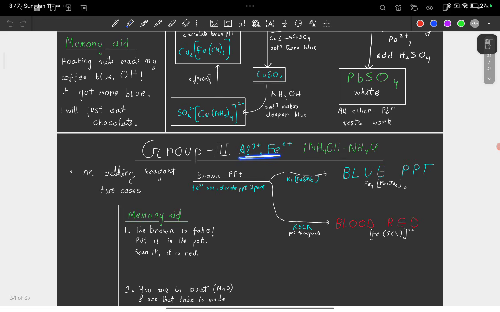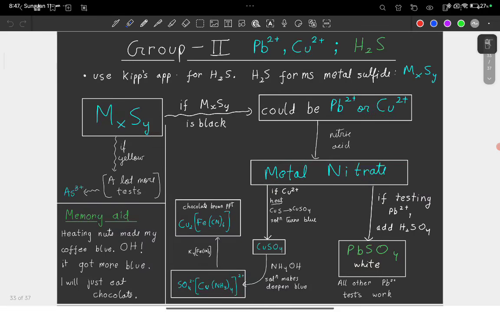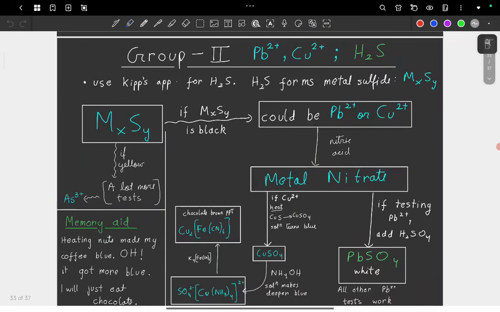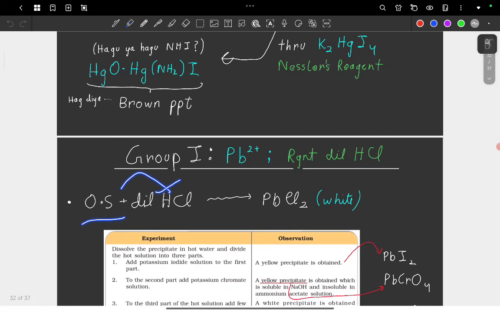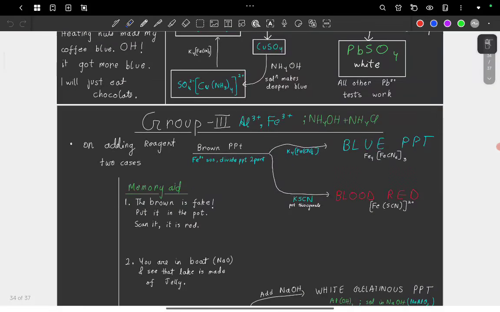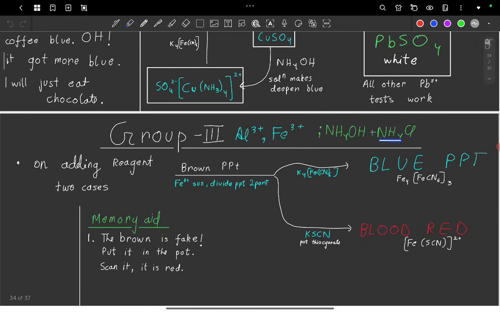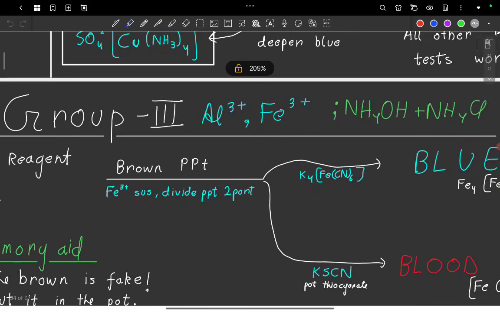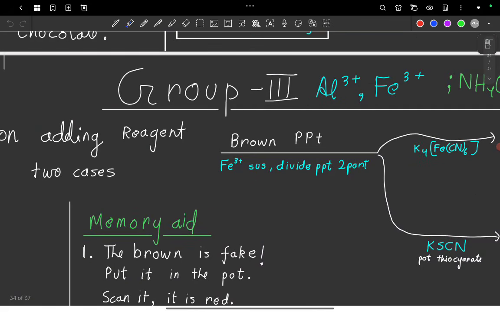Okay, so you have Al3+ and Fe3+. Say your group 2 failed. Okay, H2S did nothing. So this original solution reacted with dilute HCl and gave nothing, then you reacted it with H2S and it gave nothing. So that solution only you are now reacting with NH4OH and NH4Cl. Now, what happened here? If you added both of these reagents to your result of group 2, there are two cases which are possible.